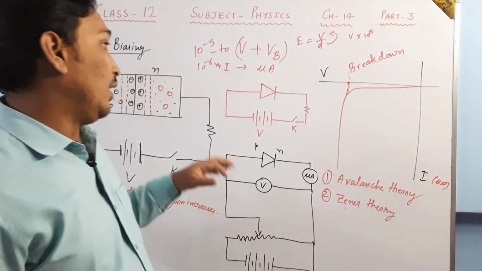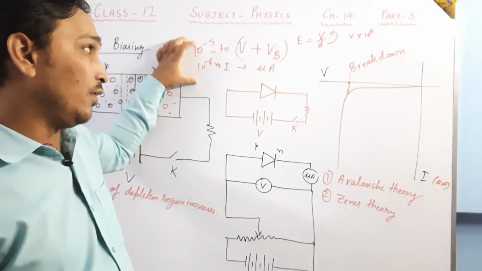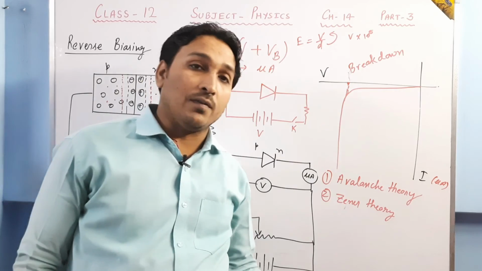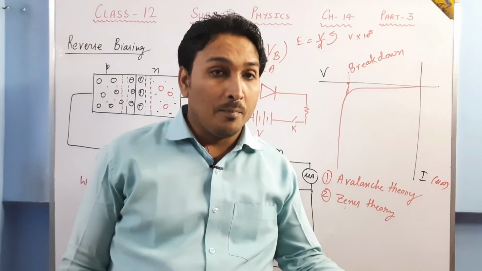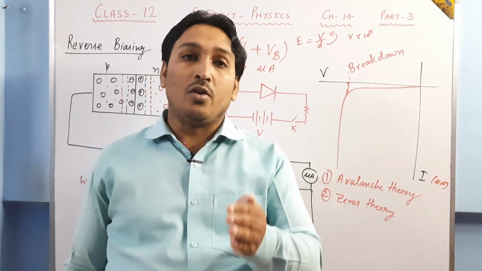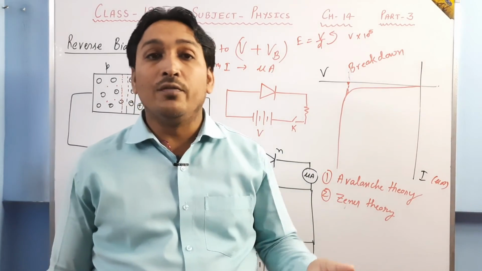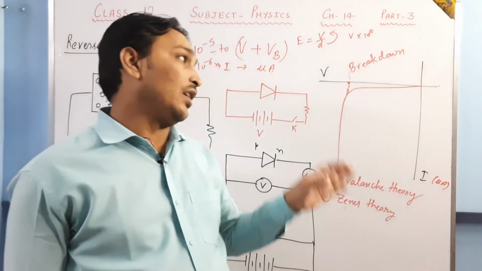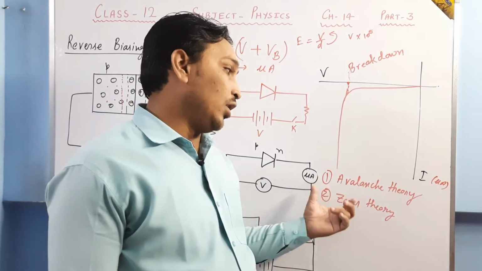Once again, in a heavily doped PN junction, the depletion region is very small, so the electric field is very strong. It is so strong that it starts pulling electrons out of the covalent bond. When an electron comes out of a covalent bond, it makes a hole. So electrons and holes are produced very rapidly. The number of charge carriers increases infinitely, and because of that, current also increases infinitely. This is Zener theory. What is avalanche theory?